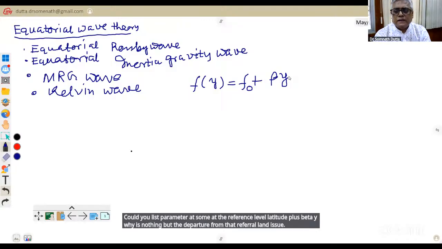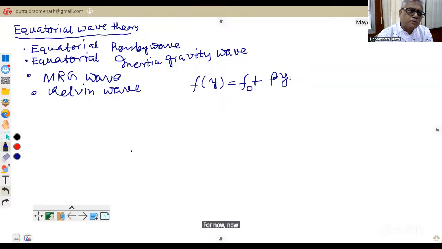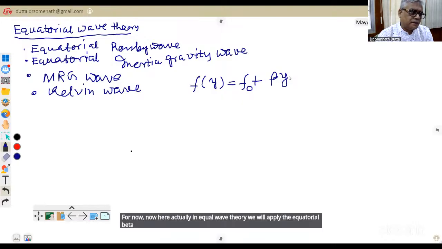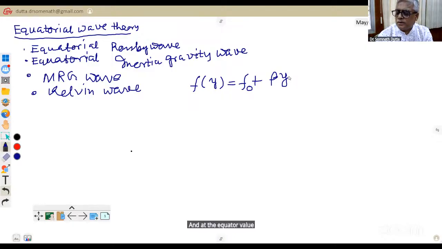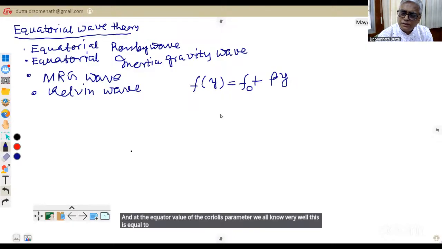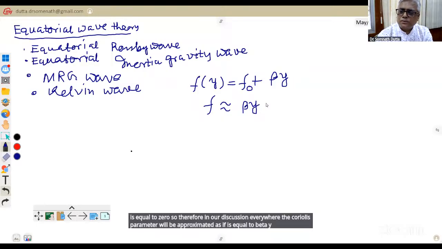So now in equatorial wave theory, we will apply the equatorial beta plane approximation. In the case of the equatorial beta plane approximation, the reference latitude is the equator. And at the equator, the value of the Coriolis parameter, we all know very well, is equal to 0. So therefore, in our discussion, everywhere the Coriolis parameter will be approximated as f equals beta y. So this is known as the equatorial beta plane approximation.